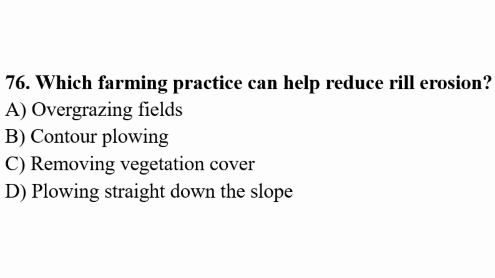76. Which farming practice can help reduce rill erosion? A. Overgrazing fields. B. Contour plowing. C. Removing vegetation cover. D. Plowing straight down the slope. Answer: B. Contour plowing.